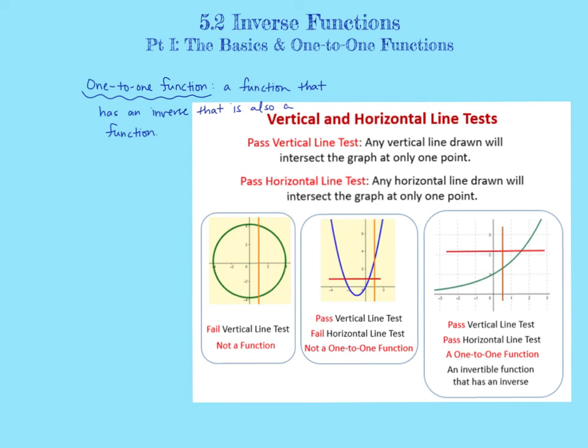If we can draw a horizontal line and it intersects only once, then that function also is one-to-one, meaning its inverse is a function. Note here that this quadratic, this parabola, y equals x squared of some sort, is a function. It passes the vertical line test. However, its inverse would not also be a function because it fails the horizontal line test. Therefore, it's a function, but not a one-to-one function. Whereas this circle here is not even a function. This last function here, this green one, not only passes the vertical line test, so it's a function, it also passes the horizontal line test. Therefore, it's a one-to-one function, meaning that its inverse is also a function.